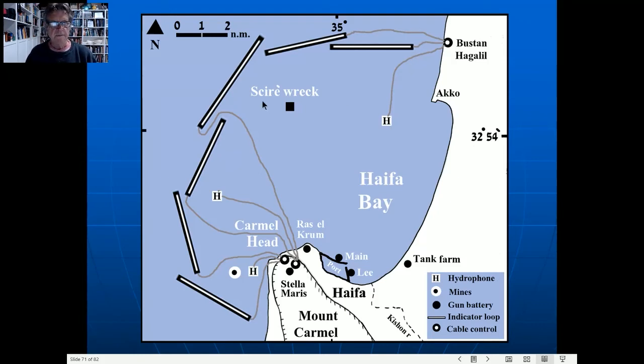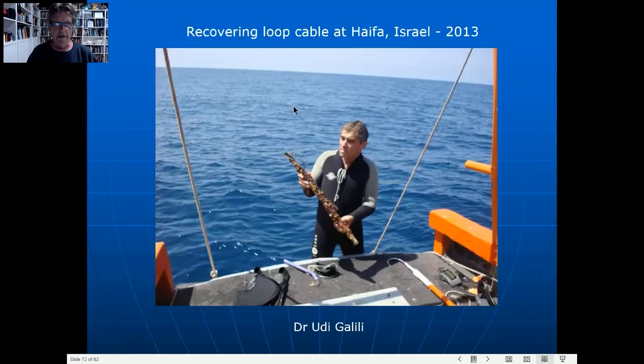The wreck of the Italian submarine Scirè was destroyed by depth charges after it was detected crossing one of the loops. Okay, and we've written papers on that. The main collaborator here was Dr. Udi Galili. Now he's from the University of Haifa, but also an underwater archaeologist. He recovered a chunk of the loop cable, and he sent me some of that.